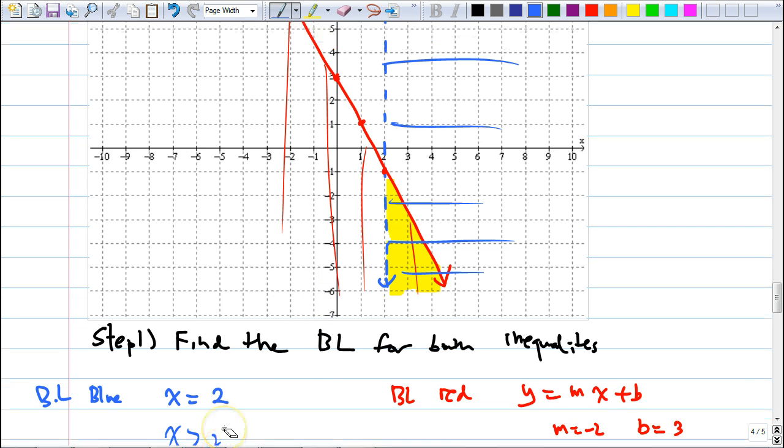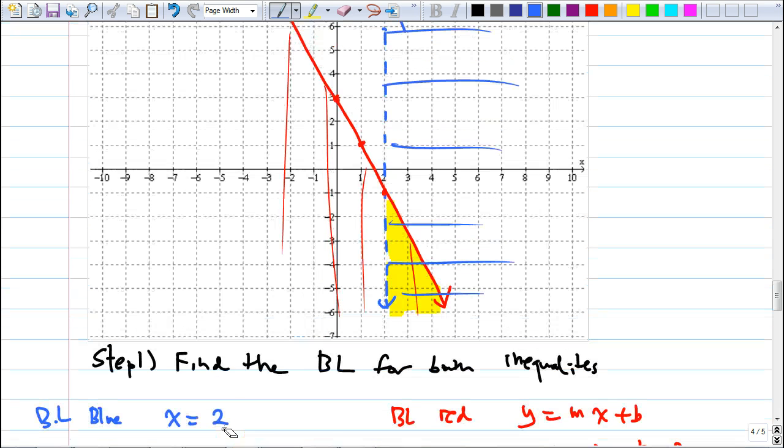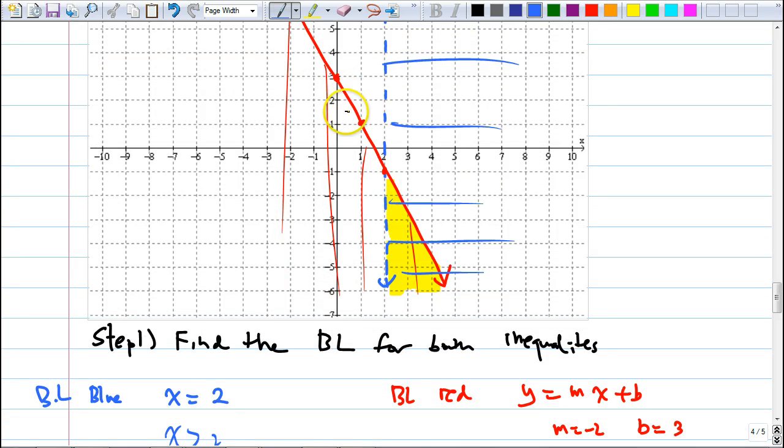For the other one, for the red one, we know that it's going to be a line, right? So what's the equation of this boundary line? Because once you know, you're done, right? So y is equal to what? What's your y-intercept? 3. What's your slope? Is it 2 or negative 2? Pick 2 points that are nice. You go down 2 to the right one. So the slope is negative 2, isn't it?